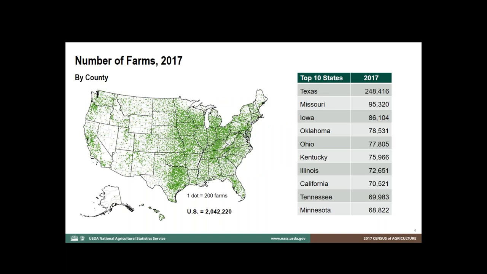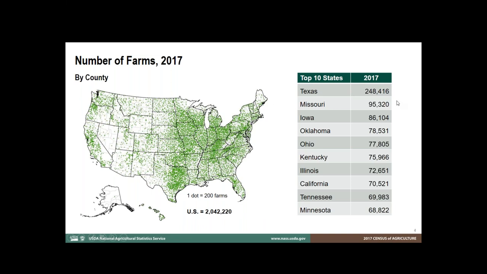So this is just an overall view of the United States, and it's a map that shows you by county how many farms are in a particular county, and on this particular map, one dot equals 200 farms. And so you can see large concentrations of farms in the Midwest, in East Texas, in California, and in this band where I'm located in Kentucky and Tennessee, we have a large concentration of pretty small farms. But you can see there are farms all over the U.S. Sparser numbers of farms in the West, but still, there's lots of farms in all 50 states.